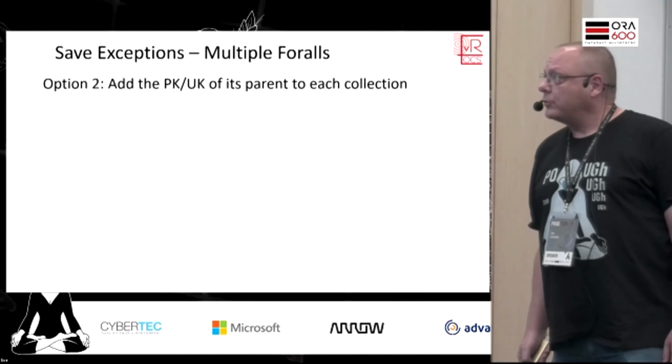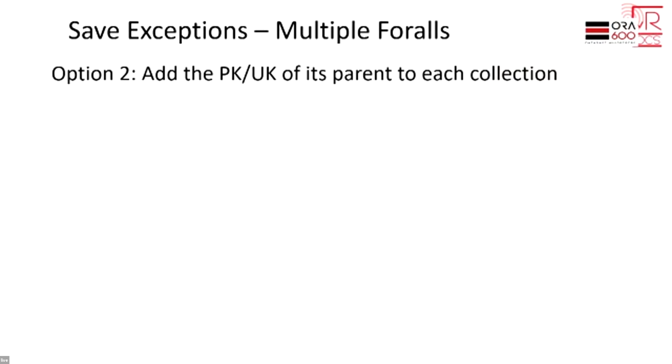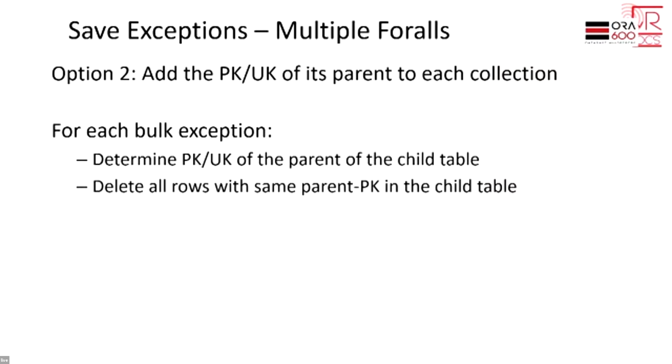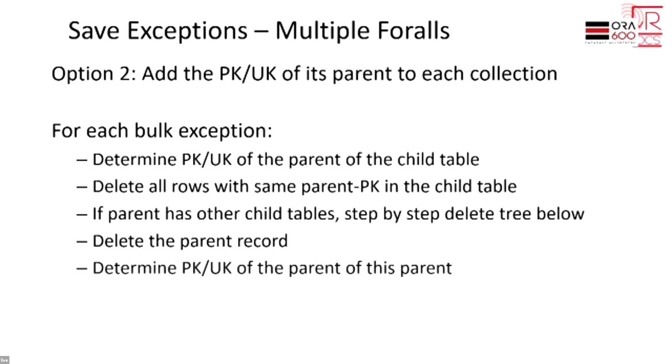Okay, the option 2, you can add primary keys of the parent to each collection. If you do that, then for each bulk exception, you determine the primary key of the parent of the collection, and then you can delete all rows with the same parent key. And then if the parent has other child tables, you can step-by-step delete the tree, delete the parent record, and determine the primary key of its parent, and then go through that again.